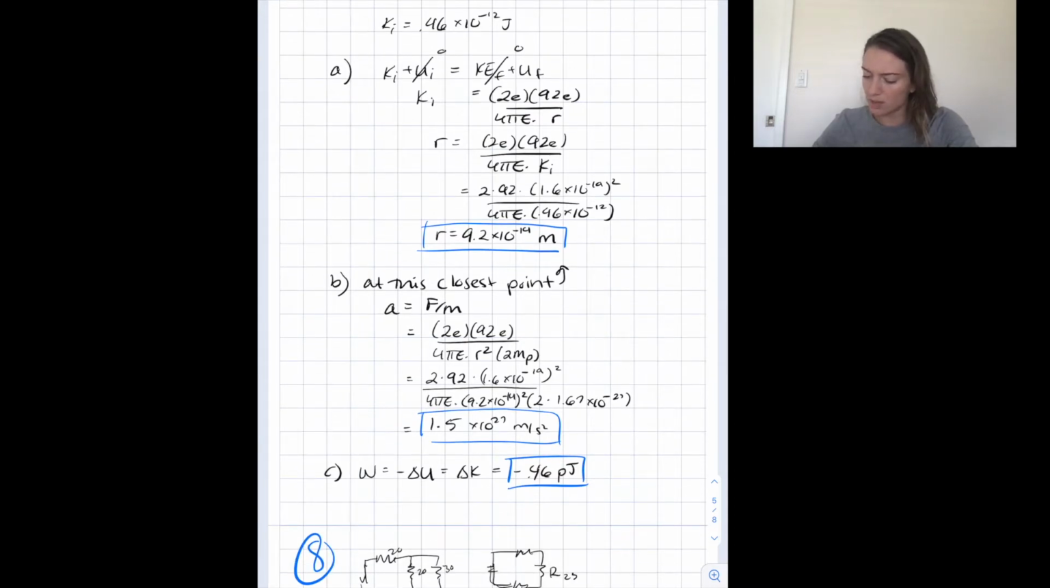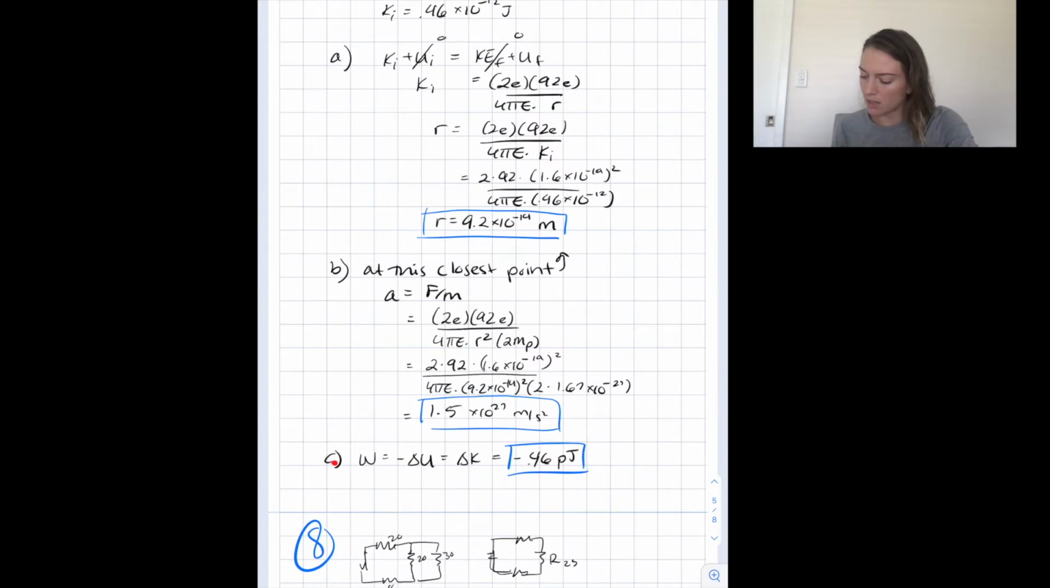At least the closest, the point where the force was the strongest, almost everybody got that right. And almost everybody got this right too. Most of the mistakes were just sort of algebra mistakes, not really physics mistakes. And then for part C, again, most people got this right, but the most common mistake was this negative sign.